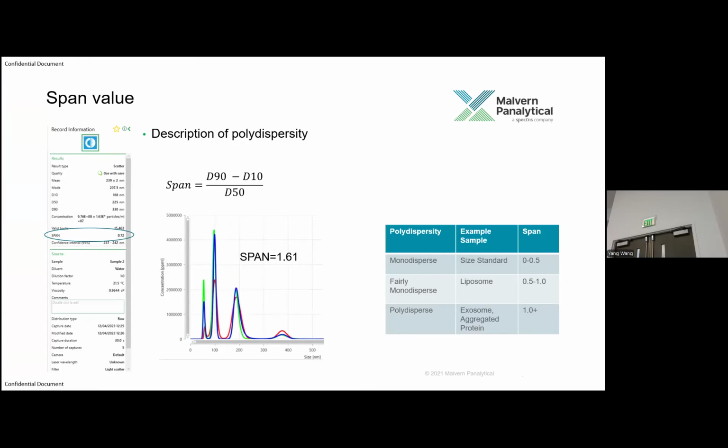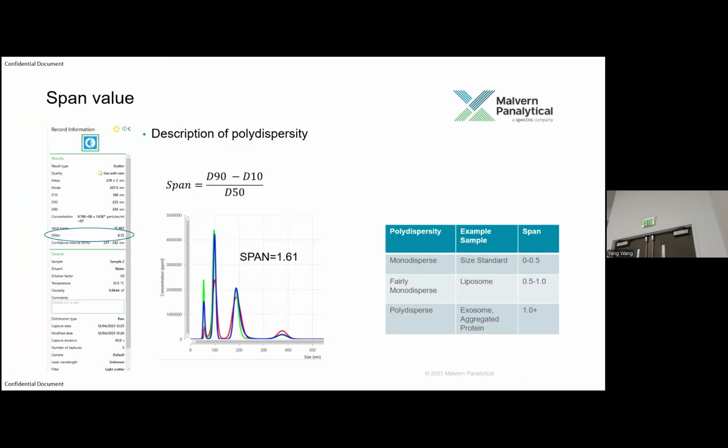So when you get your data, you get your mean, your mode, your standard deviation. You get D10, D50, D90 values, and then your capture conditions and so forth. And then we also introduced a different way of looking at polydispersity, and that's span. Span mathematically is D90 minus D10 divided by D50.